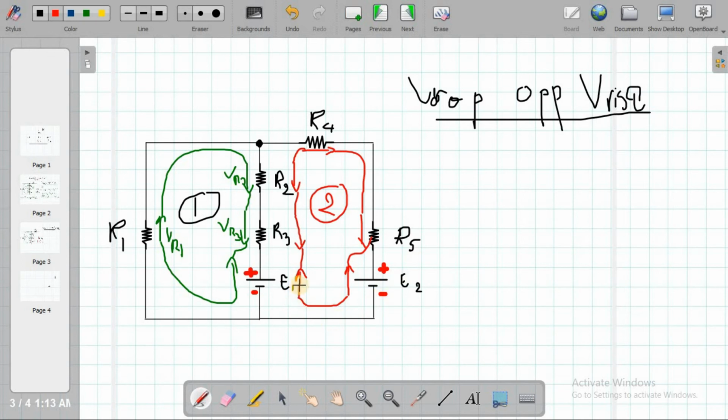For loop 2, let's start with E1. We can see E1 is pointing up, so let's choose it as positive. If E1 is positive, everything that opposes E1 will be negative. Here at R3 we have a voltage drop, VR3. We have another voltage drop here, VR2, and another here, VR4 and VR5. So VR3 and VR2 are opposing E1, so we're going to go minus VR3 minus VR2.